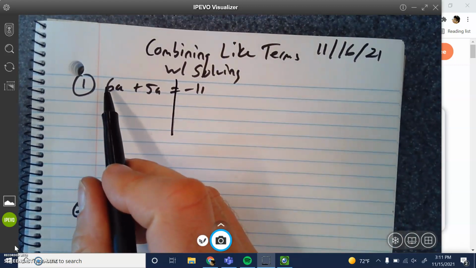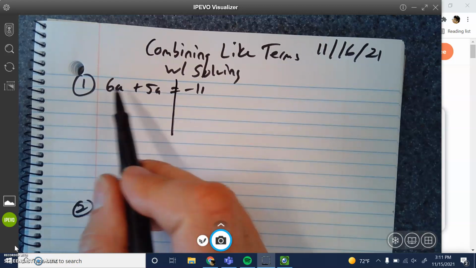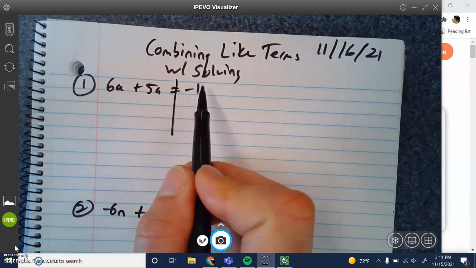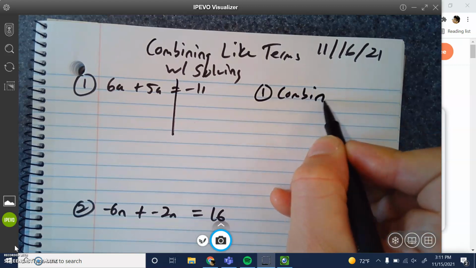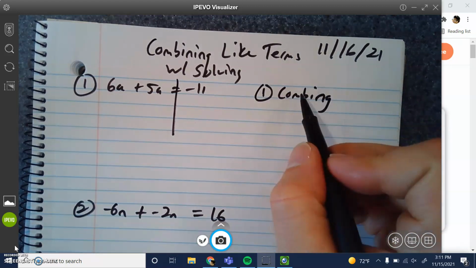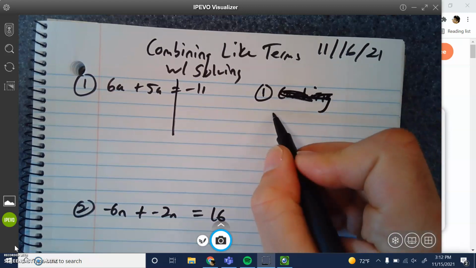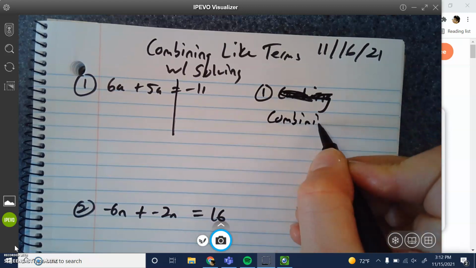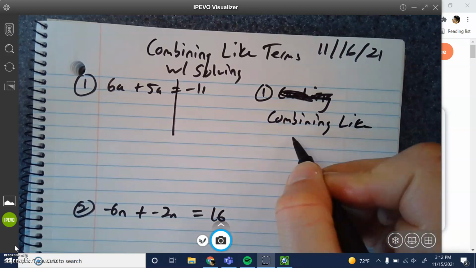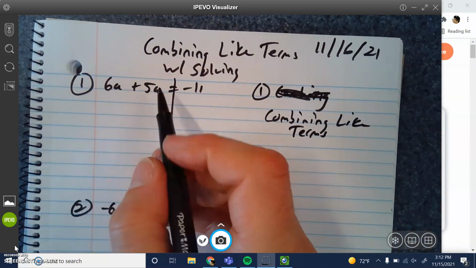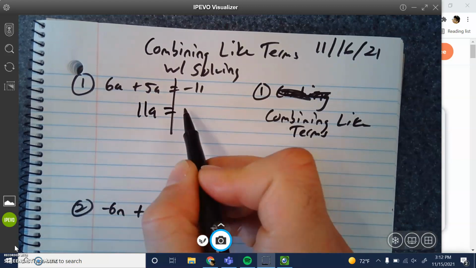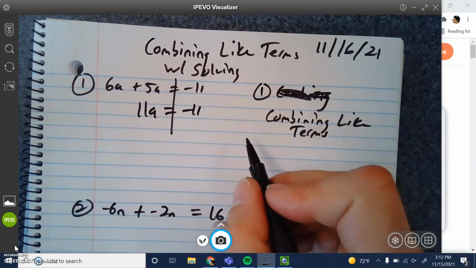First thing we do, we see 6a and 5a right here. Those are like terms. I never combine across the equal sign. These are helping with the first step. That's combining, my bad. Combining like terms, that's the first step right there. Okay, 5a plus 6a is 11a. The negative 11 is just chilling over there.